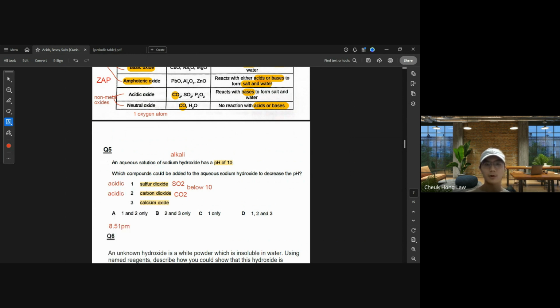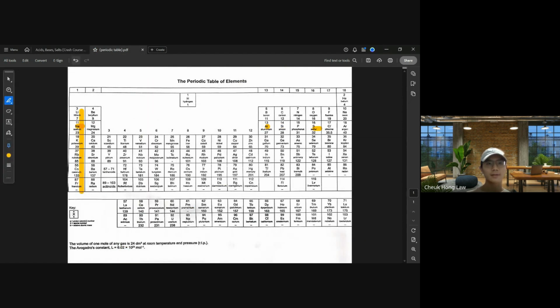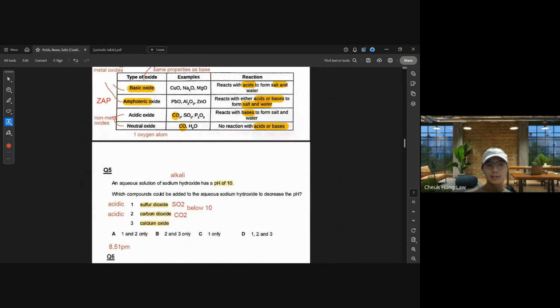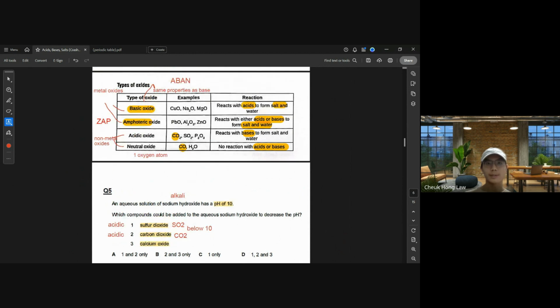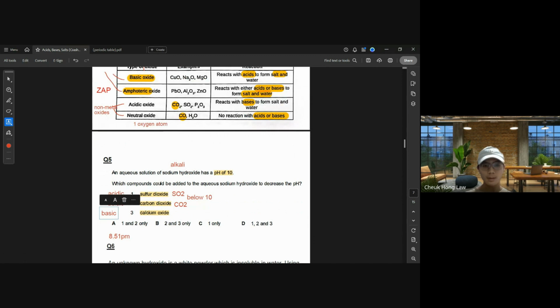Next, calcium oxide. Calcium oxide is a metal oxide because calcium is group 2. Group 2 elements are metals. So it is a basic oxide, because it is not one of the Z. It's not zinc, aluminium, or lead. So it's basic. Now I want you guys to think about this. It can be basic but below pH of 10. Correct? So as long as it's below 10, it can already work.